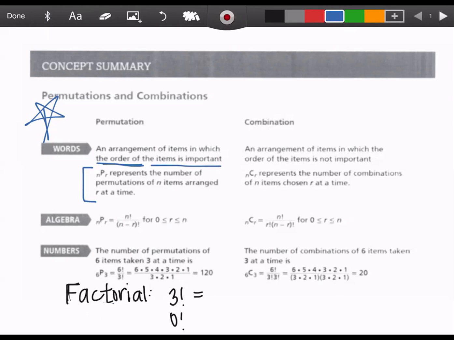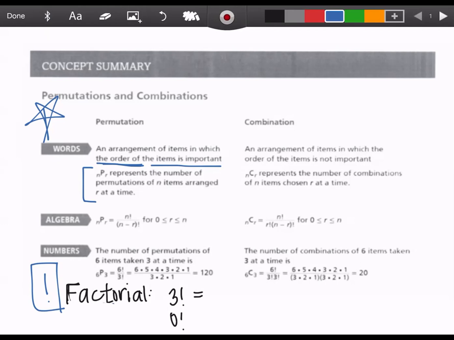Then we have the formula, which is nPr equals n factorial over n minus r factorial. So that exclamation point in math stands for factorial. Note that you're going to subtract n minus r before you take the factorial. r will always be less than or equal to n. And both of those numbers, n and r, have to be greater than or equal to 0. So we're working with positive numbers here.